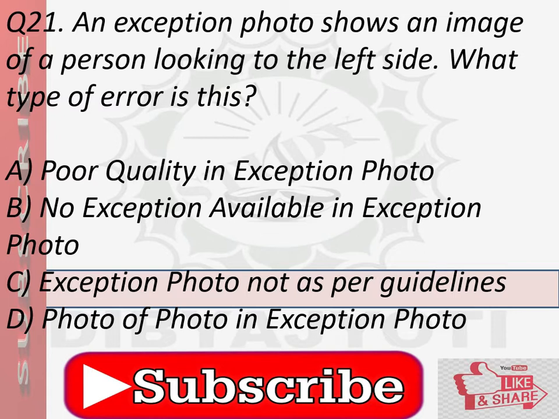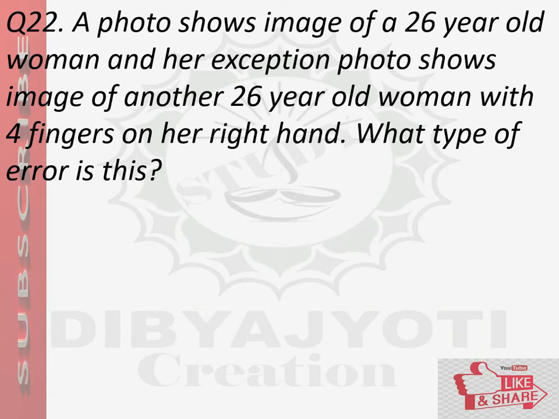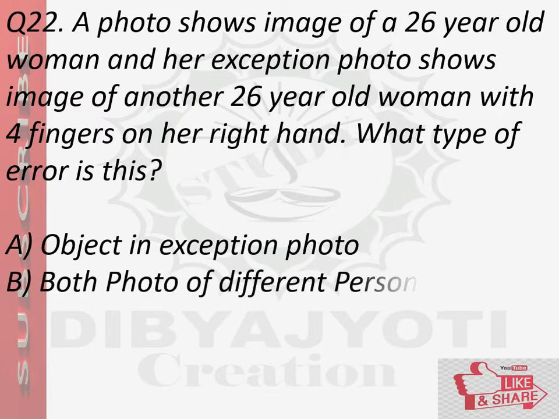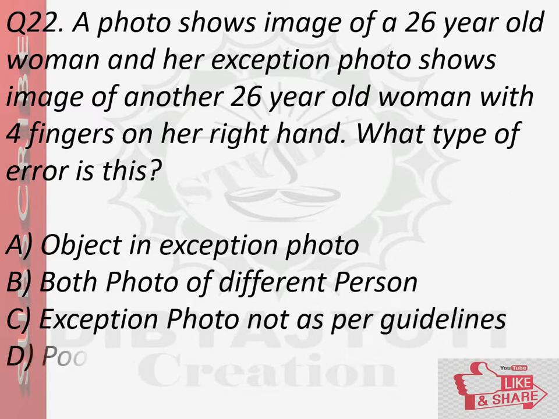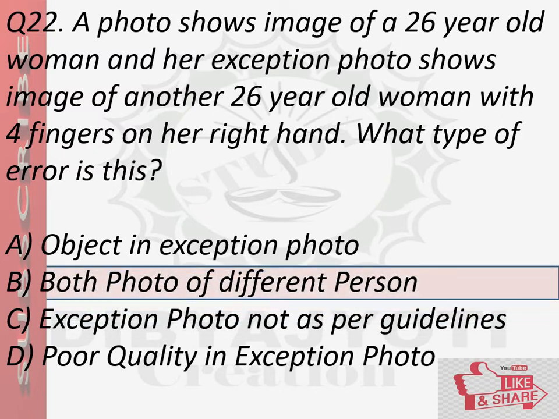Okay, next, a photo shows image of a 26-year-old woman and her exception photo shows image of another 26-year-old woman with 4 fingers on her right hand. What type of error is this? Options are option A object in exception photo, B both photo of different person, C exception photo not as per the guideline, D poor quality in exception photo. And answer is both photo of different person.